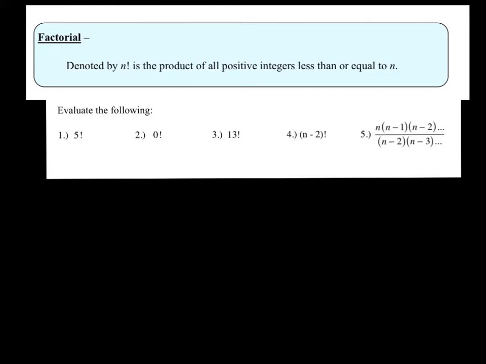So if we're trying to evaluate 5 factorial, if it's the product of all the integers less than or equal to n, in this case, for number 1, 5 is our n. So everything less than 5 would be 4, 3, 2, 1. So 5 times 4 times 3 times 2 times 1 would be 120.